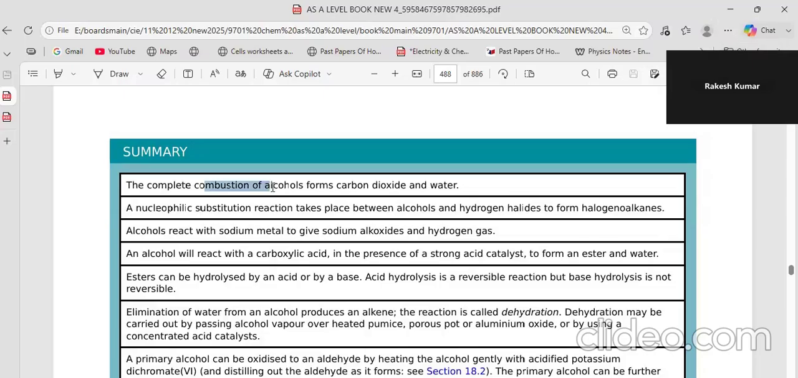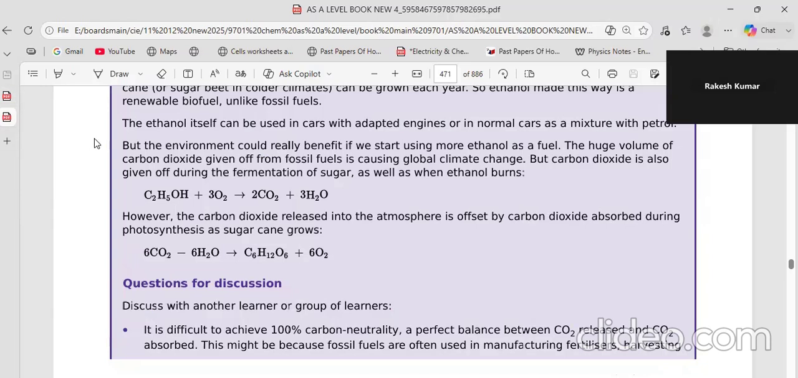So the complete combustion of alcohols forms carbon dioxide and water. So this is what is happening here. You are burning... is given off, and... but this is not ethanol they are burning, and they are giving carbon dioxide and water. This is complete combustion.